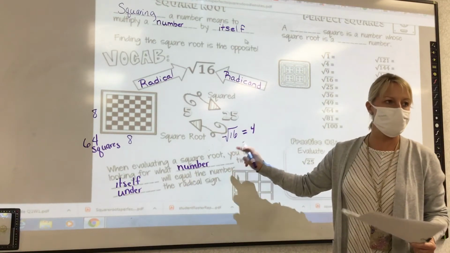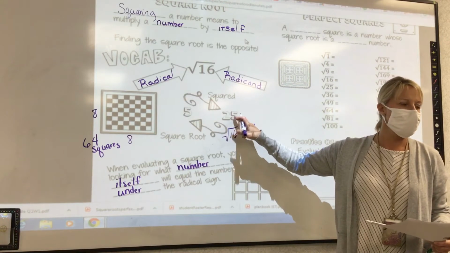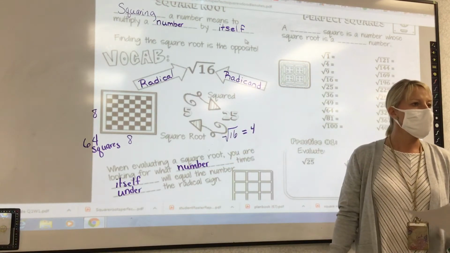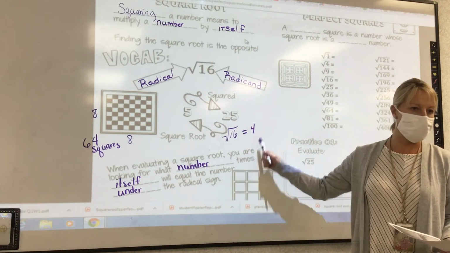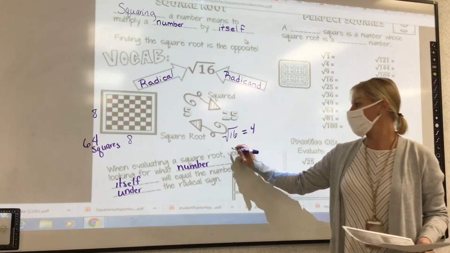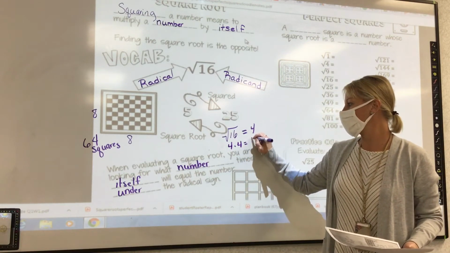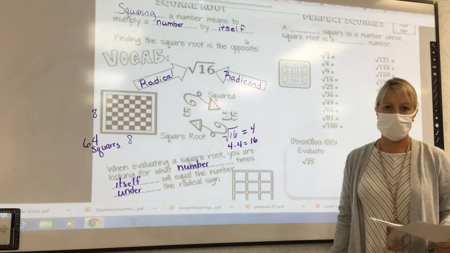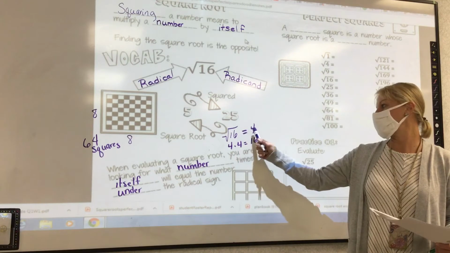When you're writing an answer to the square root, never put it on the top, because then you're kind of treating it like division, and it's not division. Can we write that? Yes, you're writing this right in here. And then underneath of that, we're going to say 4 times 4 equals 16. So that's why the square root of 16 is 4.